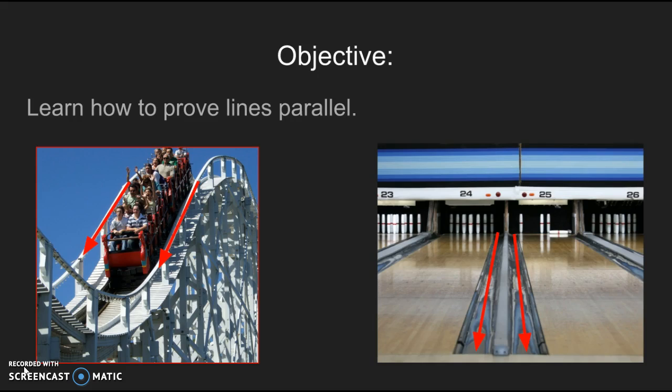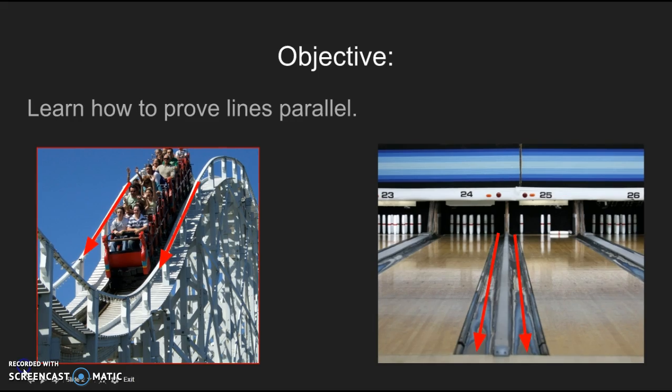In our previous lesson, we used slopes to identify parallel and perpendicular lines. Now we move on to Chapter 3, Section 5, where we will learn to recognize angle pairs with parallel lines, which will help us prove that two lines are parallel.